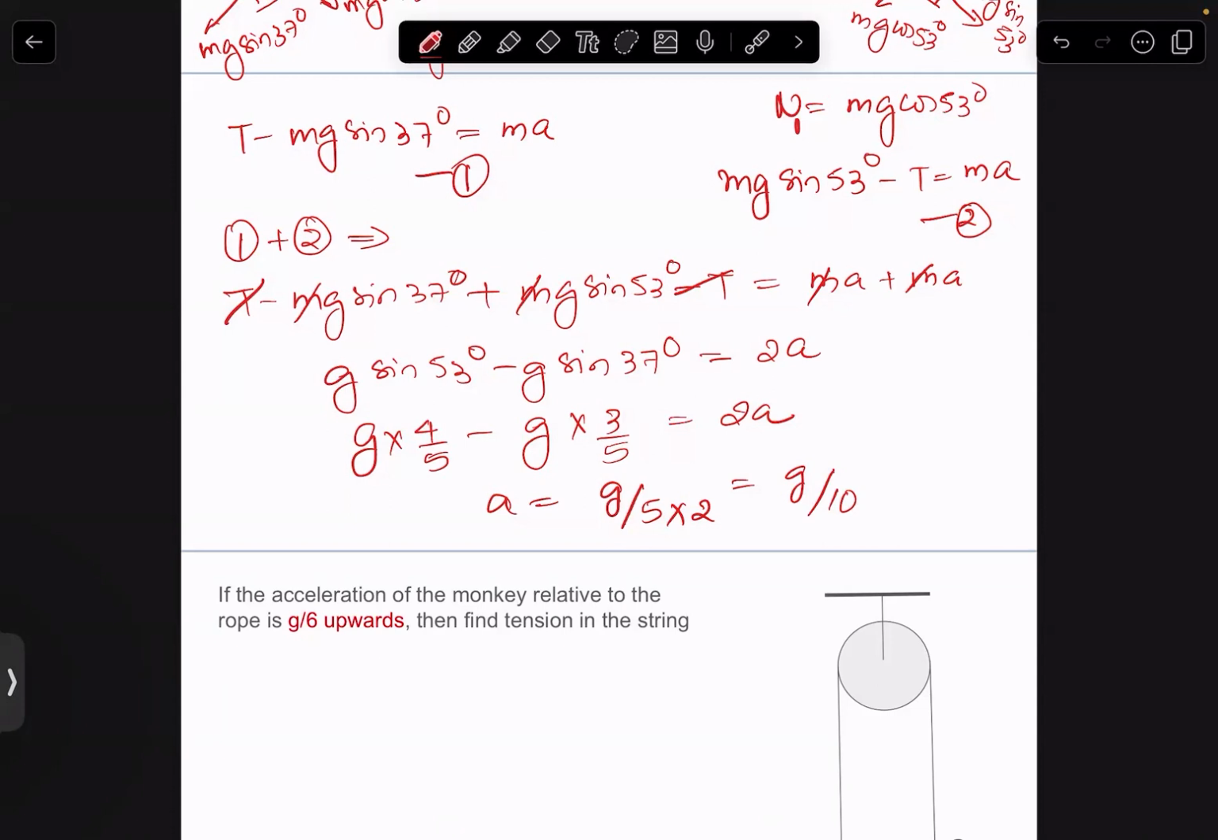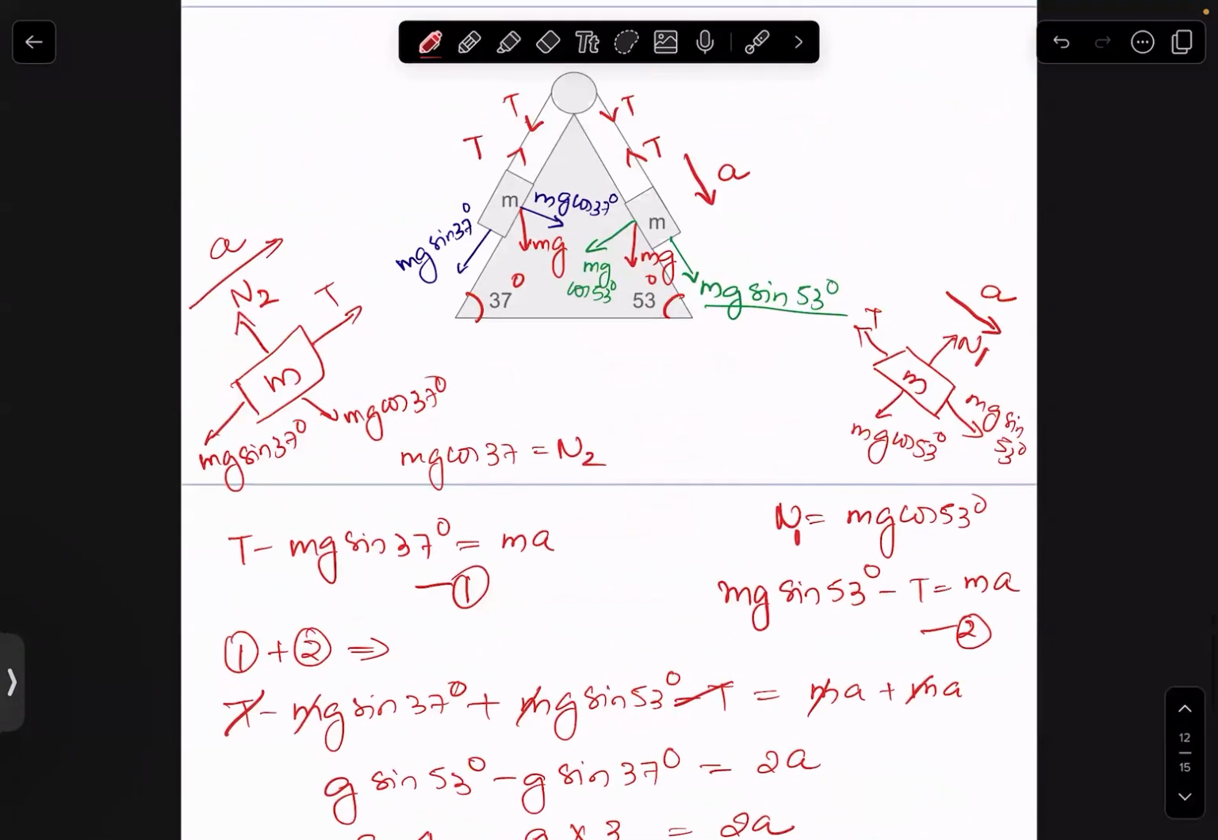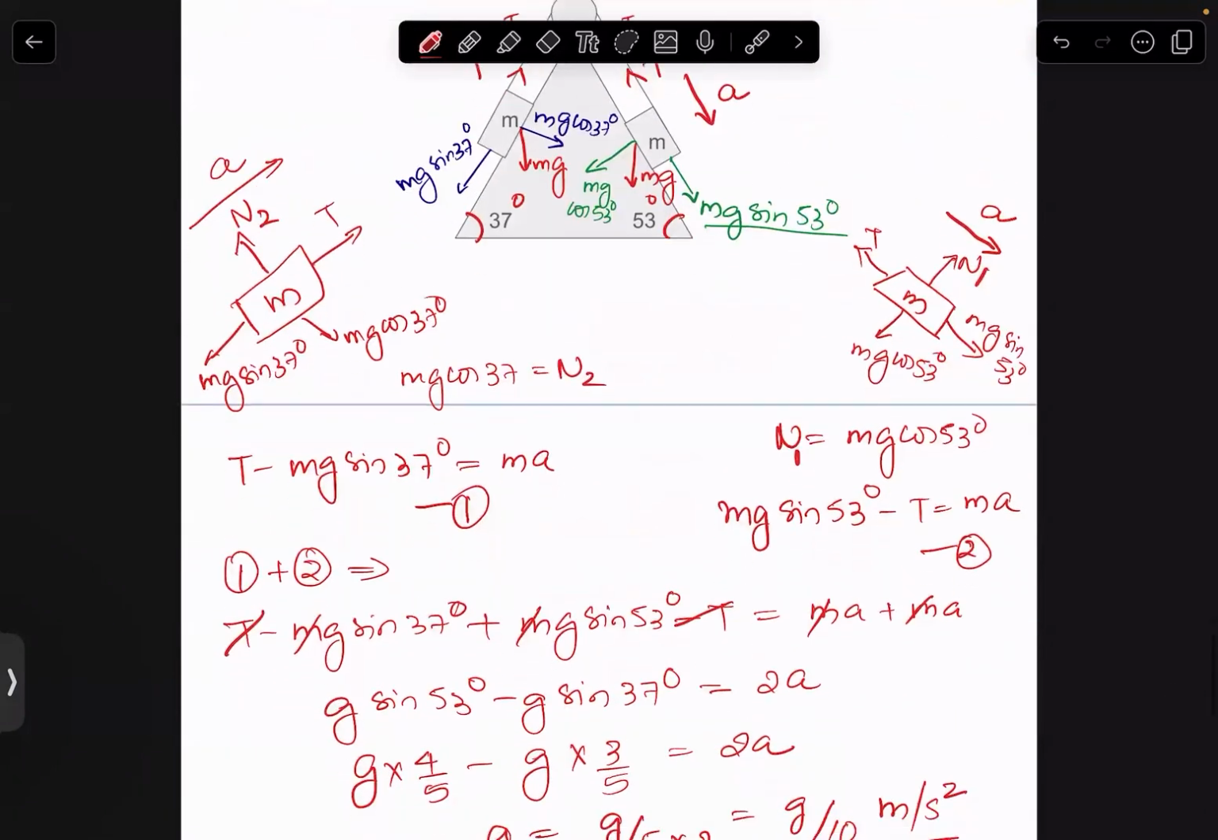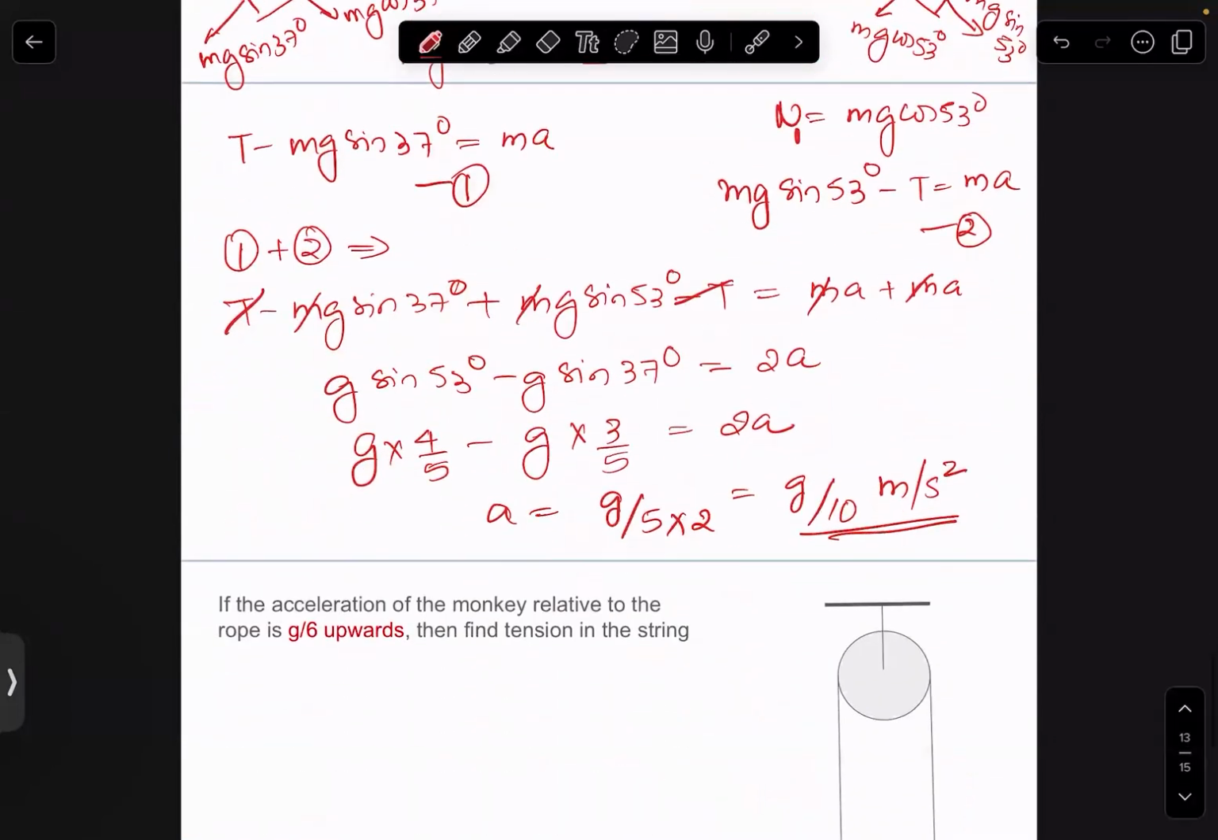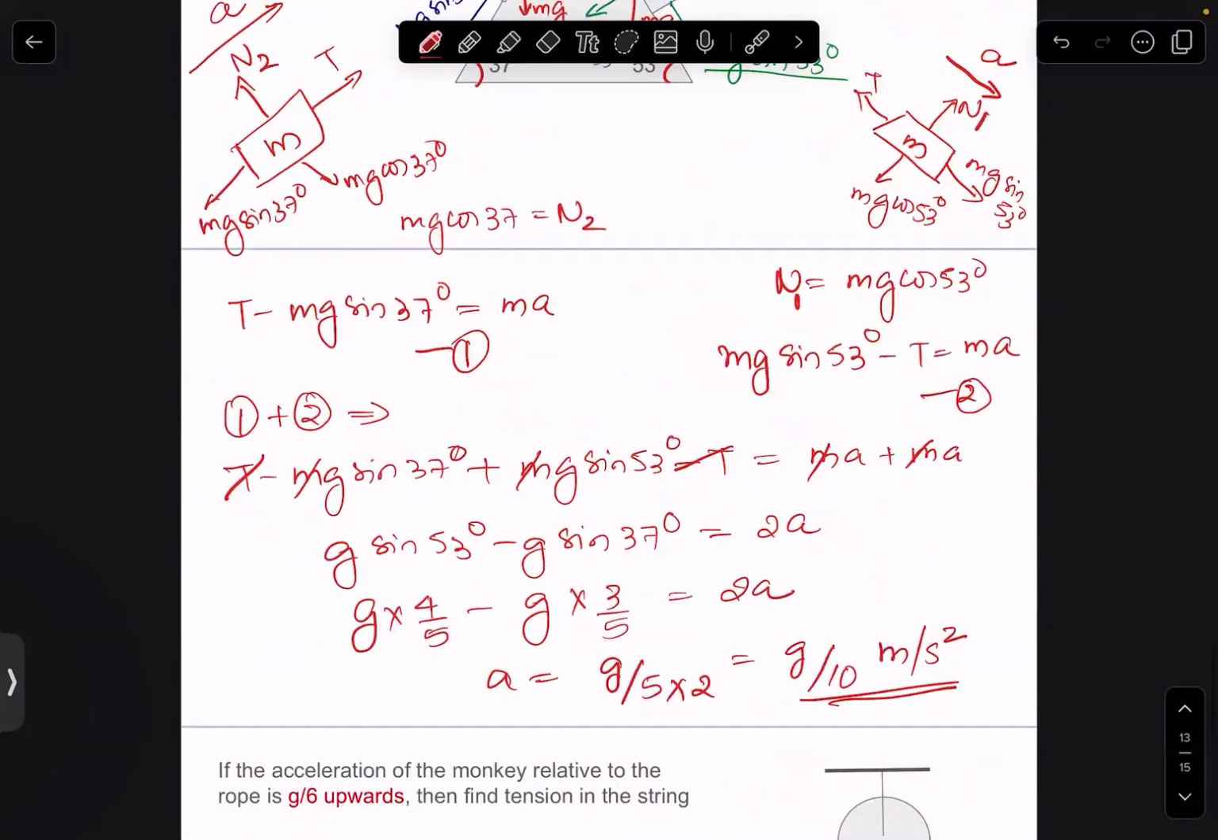So it's a very small acceleration, right? Compared to the real g, which is 10 meter per second square, it is one tenth of that. It's a very minute acceleration. There will be a minute movement of the block.